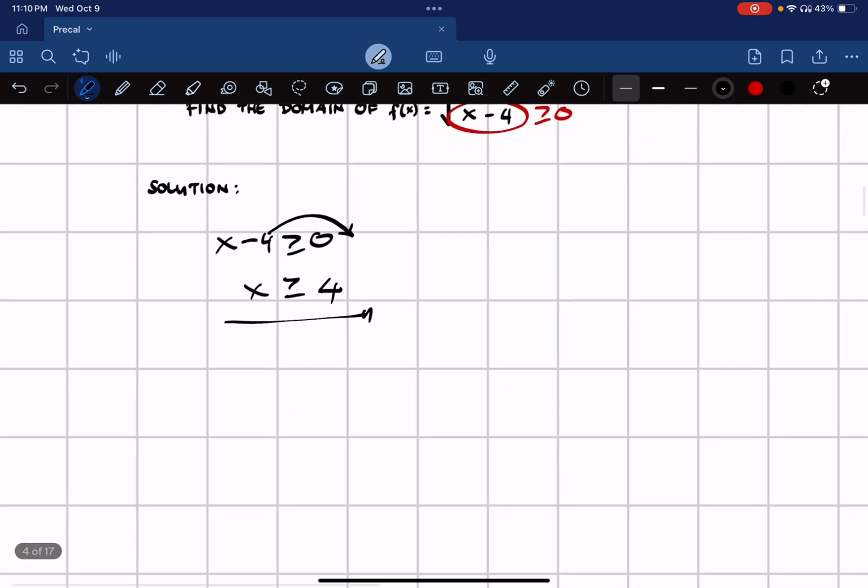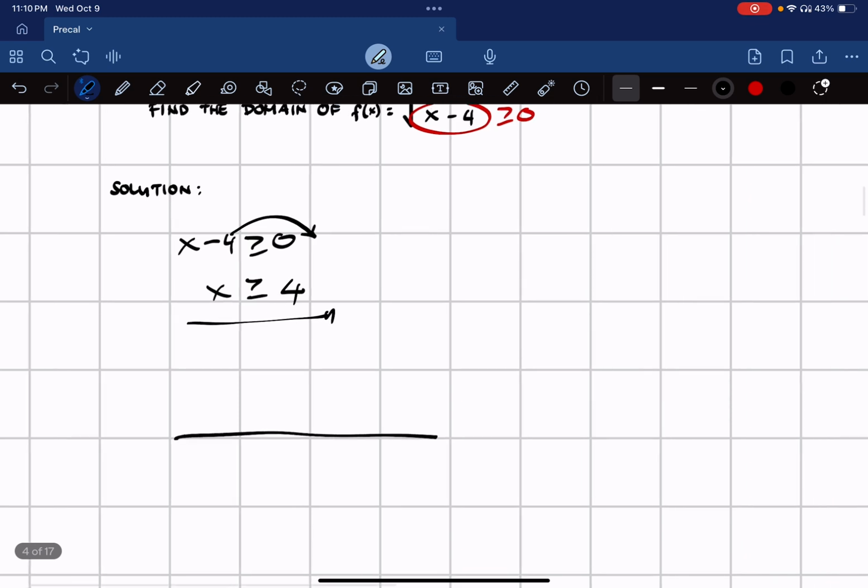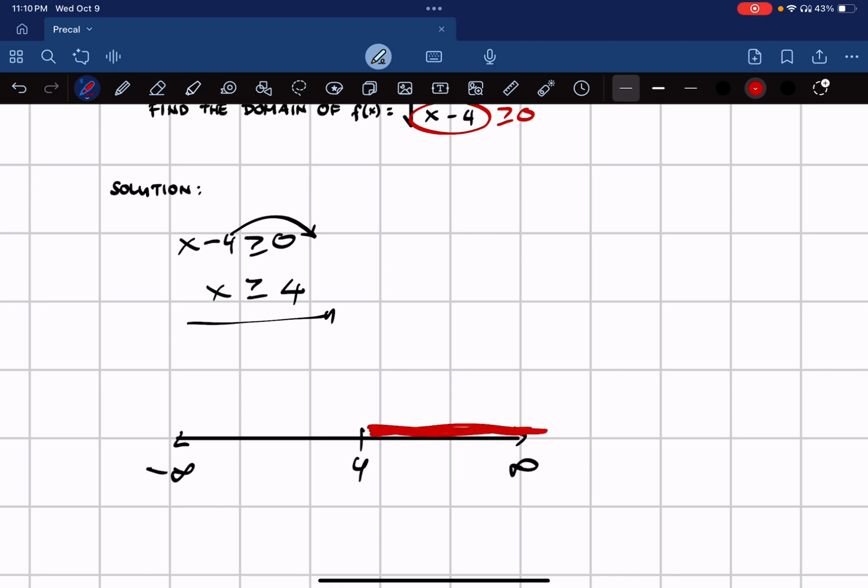Now, if you plot that on the number line here, negative infinity, positive infinity, and 4. x is greater than 4 first. Greater than 4 means it is not included. But this is greater than or equal to 4, so there is an equal. Meaning, this 4 is the denominator's limit, that means it is included in the solution.